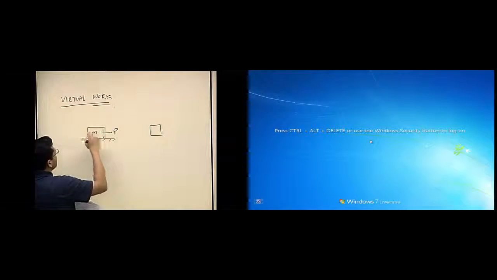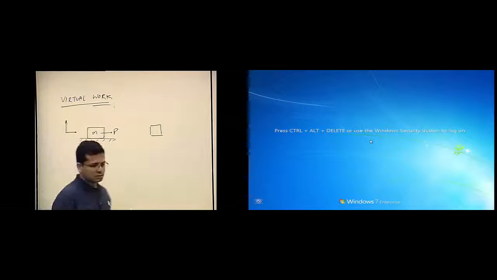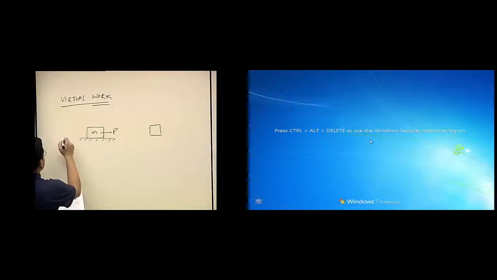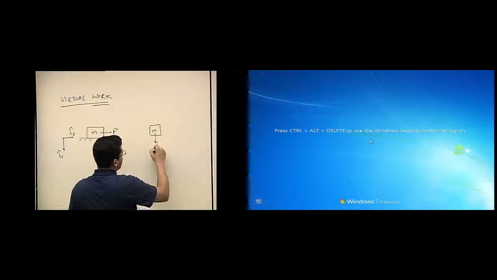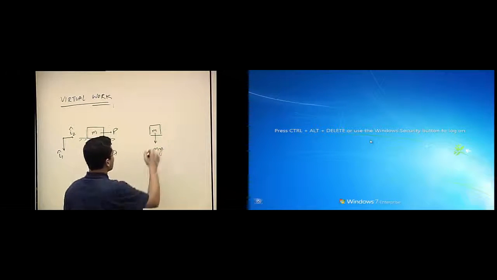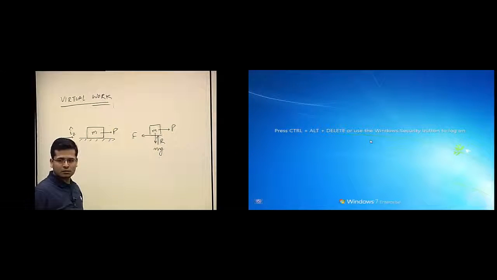We'll pick up this concept from an example. Let's say I have a mass which is lying on a flat ground with friction, and I'm applying a load P horizontally. Let's draw a free body diagram and the coordinate frame. Let's say this is my I1, this is my I2, and this applies an mg force due to gravity. You have a P force applied externally, there is a friction force F, and then there is a reaction force on the mass by the ground.